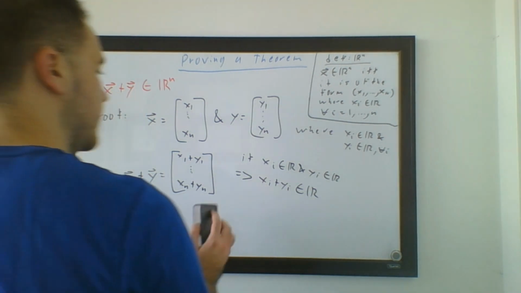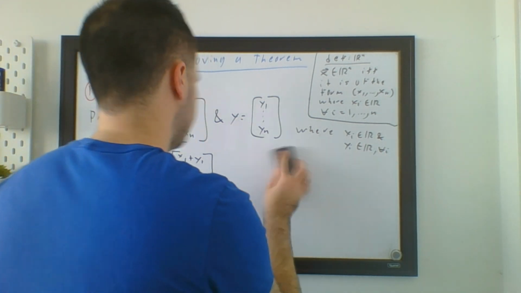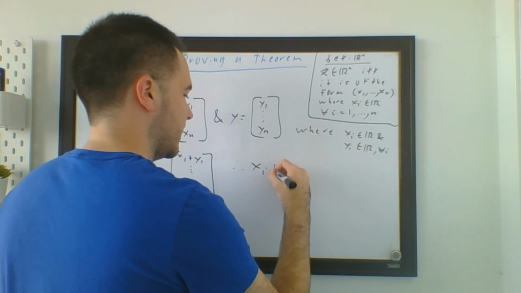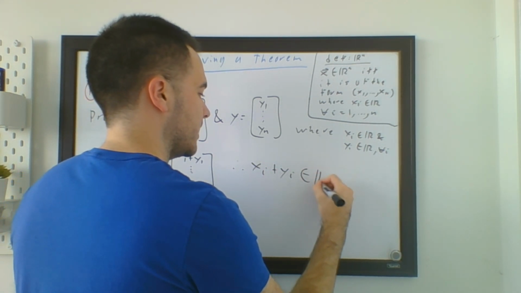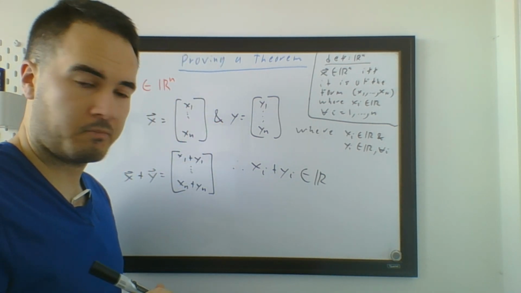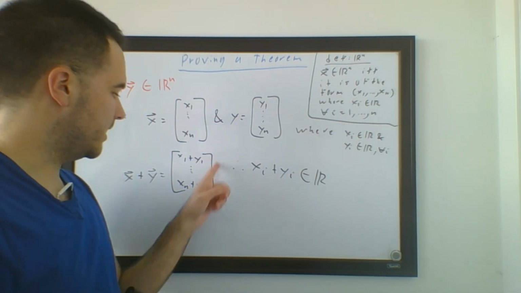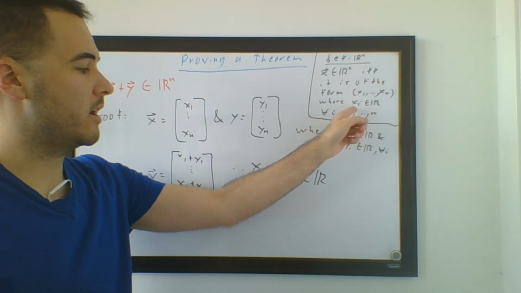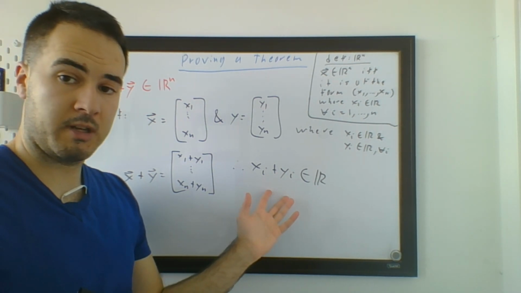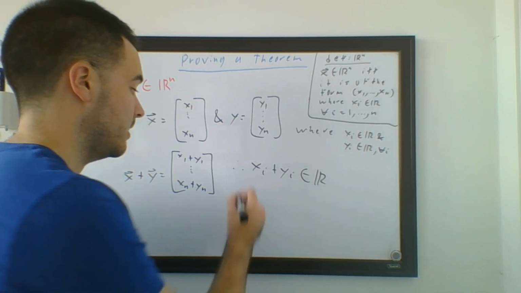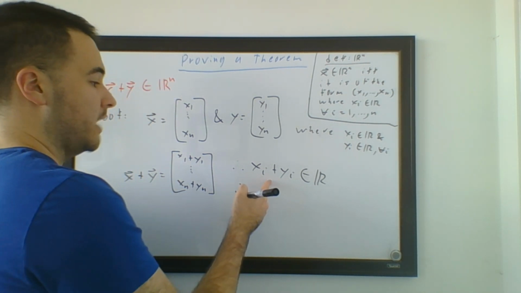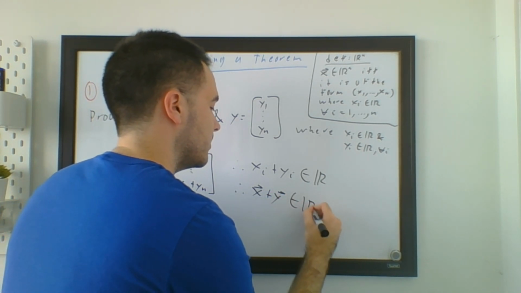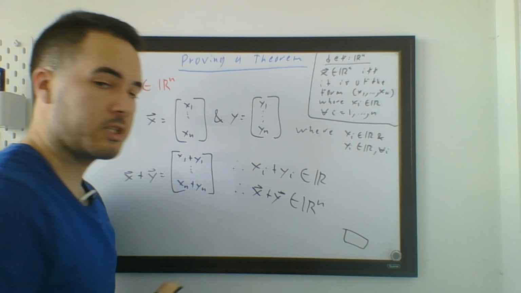So, having known that, we can now state, therefore, xi plus yi is a real number. Okay, but from our definition, this particular vector here has n elements of this form, where each of the summations of them are real numbers. Therefore, if each of the elements is a real number, then the addition of both of them together must be in Rn.